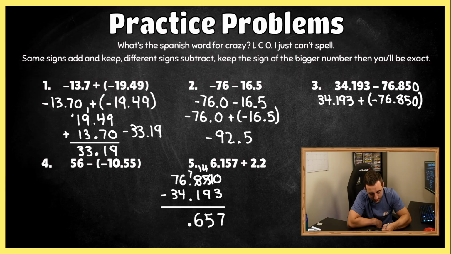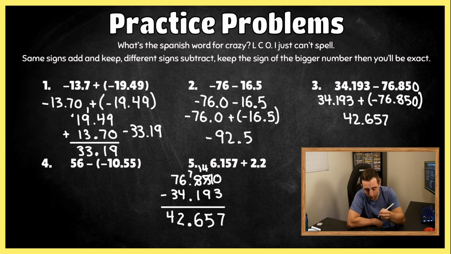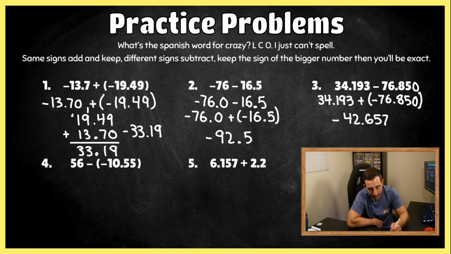7 minus 1 is 6. 6 minus 4 is 2. And 7 minus 3 gives us 4. So our final answer is 42 and 657 thousandths. But we want to make sure that we keep the sign of the bigger number. Well, 76 was bigger and negative, so our final answer has to be negative as well. So hopefully you're 3 for 3 right now, and now let's go ahead and make our way to number 4.